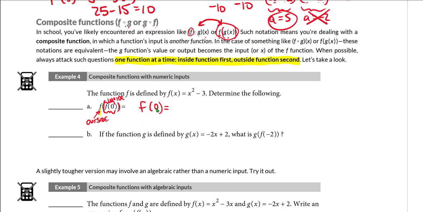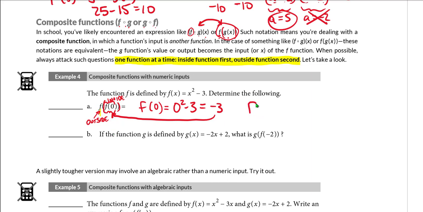So we're going to do f of 0, the inside function first, and of course that's 0 squared minus 3. Remember that 0 squared is just 0. It is not 1. Don't make that mistake. So f of 0 is going to equal 0 minus 3, which is negative 3. So now that negative 3, I know, is the input of the outer f function.